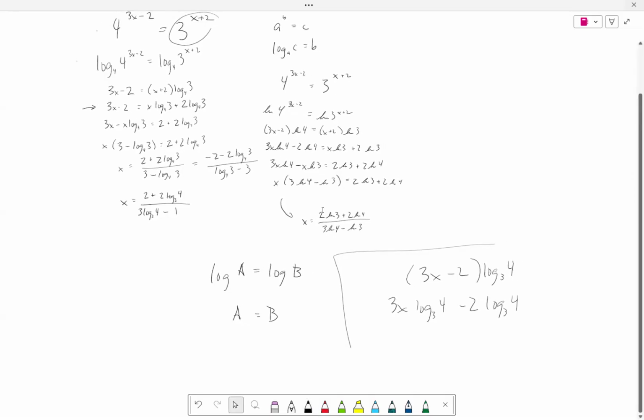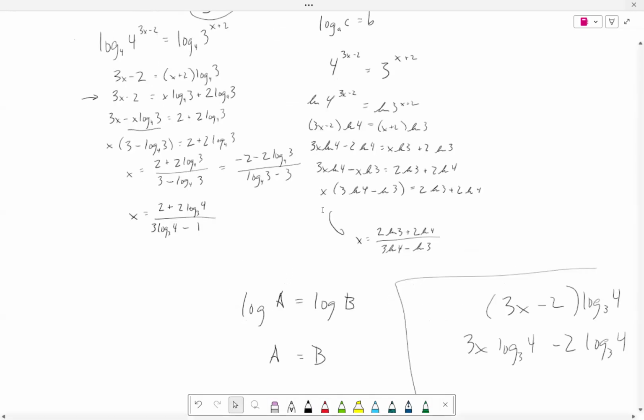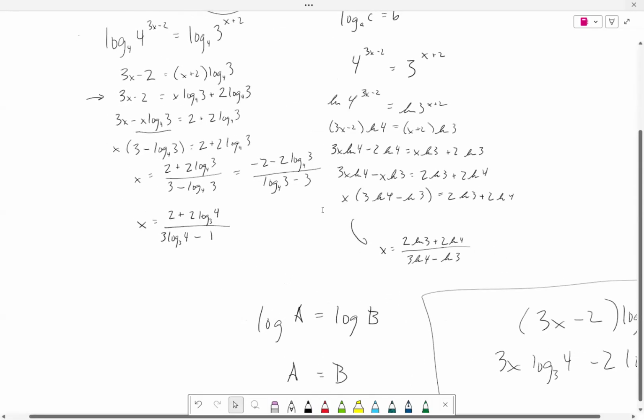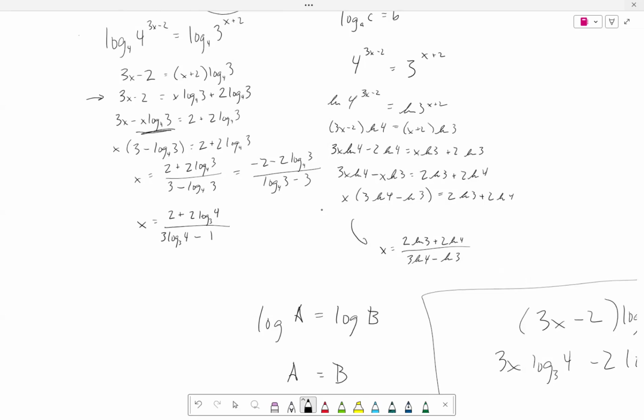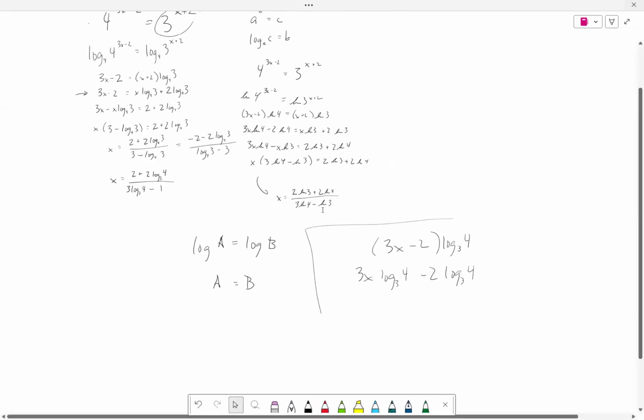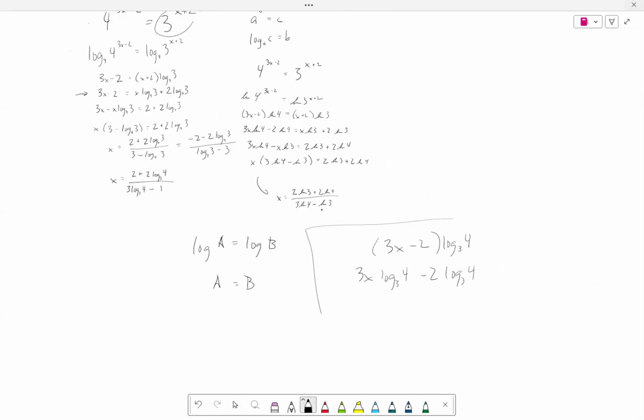Let me see if I could get an example of that. Oh, like right here. I think this is maybe what you're talking about. Kinda. Yes, exactly. Plus whatever else, and you need to factor out the x, and then the rest is divided through. Okay.